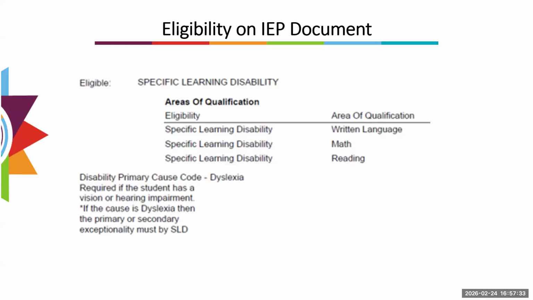A disability category does not define your child. It simply helps the child understand that supports are needed. And this is an example of what it may look like on your child's IEP once they are identified to have a disability. In this case, this child was identified to have a specific learning disability. The areas of qualification or eligibility are in written language, math, and reading. And it also has a disability primary cause code as dyslexia. So this is just an example for you to be able to see what it may look like in your child's IEP document.